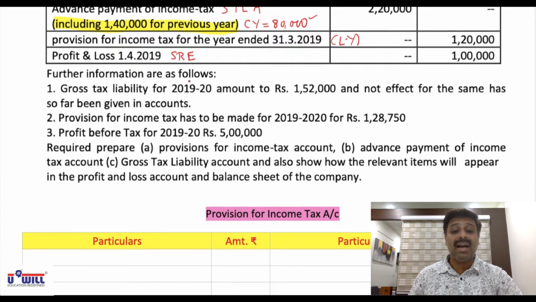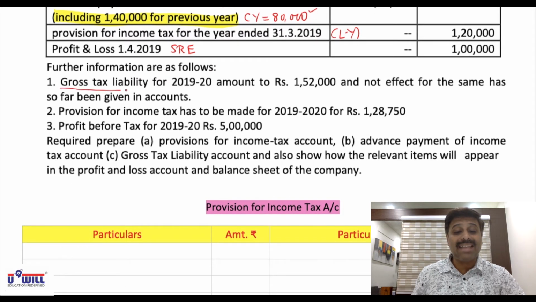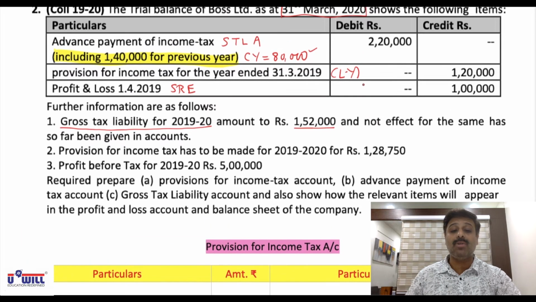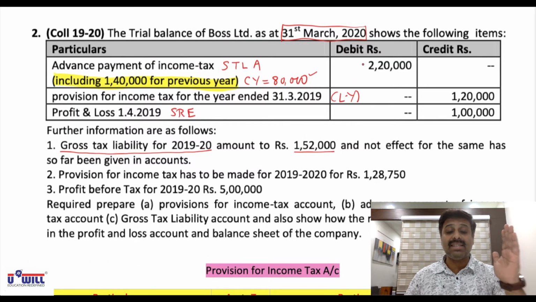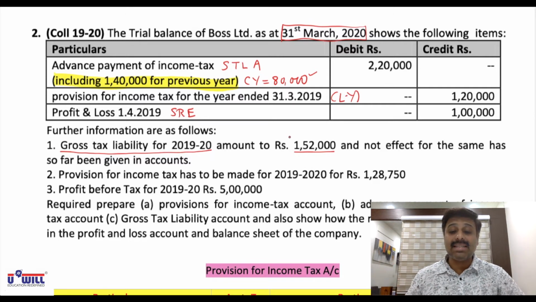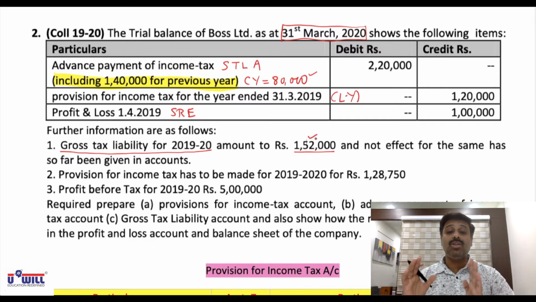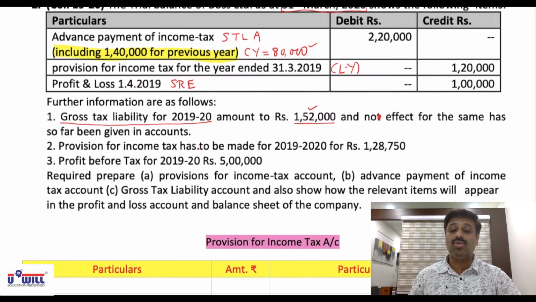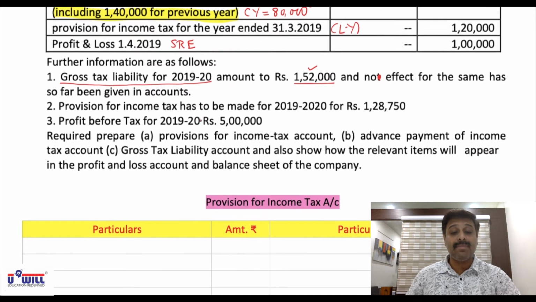Further information are as follows. Gross tax liability for the year 19 to 20 amounts to rupees 1,52,000. So you studied that previous year 19 to 20's assessment year is 2021. Means last year's tax liability has come to 1,52,000, which in totality we are supposed to pay by the year 2021. And no effect for the same has so far been given in accounts. So obviously we are supposed to give the effects for the same.